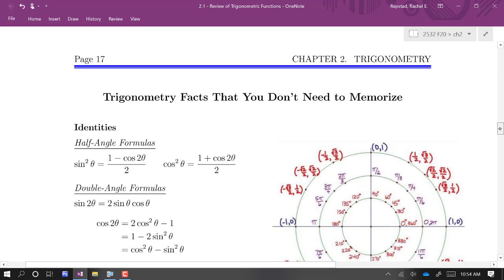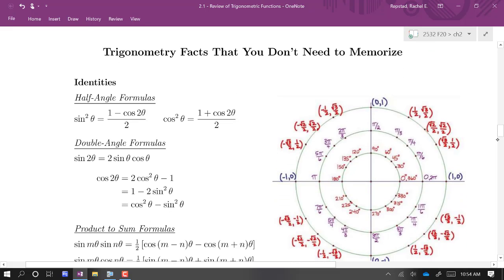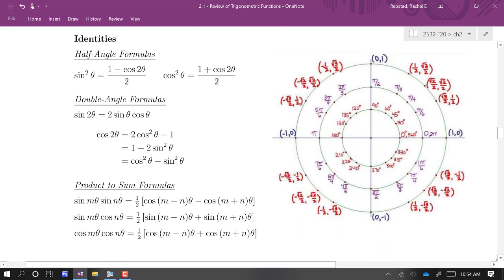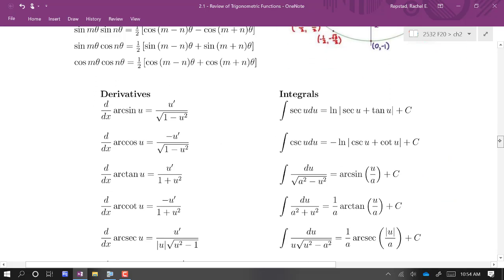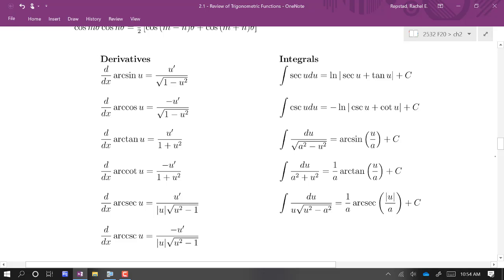On the next page, we have some facts that we don't need to memorize. I've got the unit circle here. That's always handy, and we're going to make use of it today. We've got some identities here that are less common, and so a lot of the times I don't always memorize these identities. But they're useful, so it's good to have this page handy while you're working on some problems. And then we have some more derivative and integral formulas. We've got derivatives of the inverse trig functions here, and then we have some integral formulas.